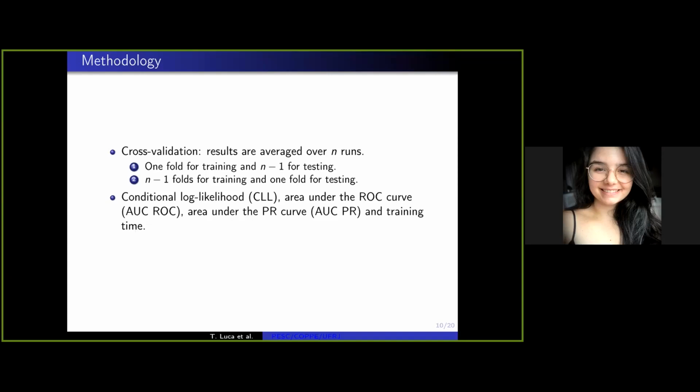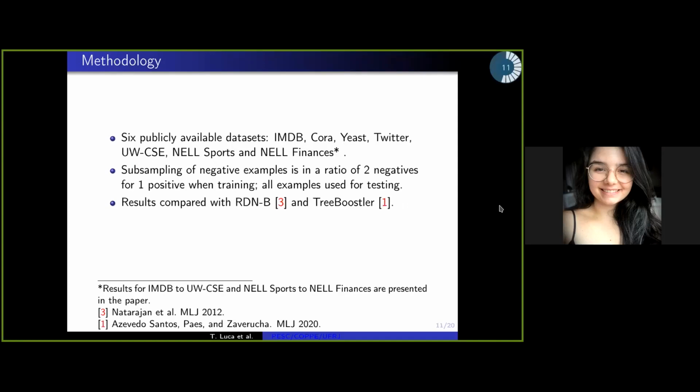To compare performance, we use the following measures: conditional log likelihood, area under the ROC curve, area under the PR curve, and training time. We did not consider time to load the pre-trained model, and we also did not consider time to compute similarities. We use 6 available data sets. In this presentation, I'm presenting 4 experiments of 6, so the last 2 are in the paper.